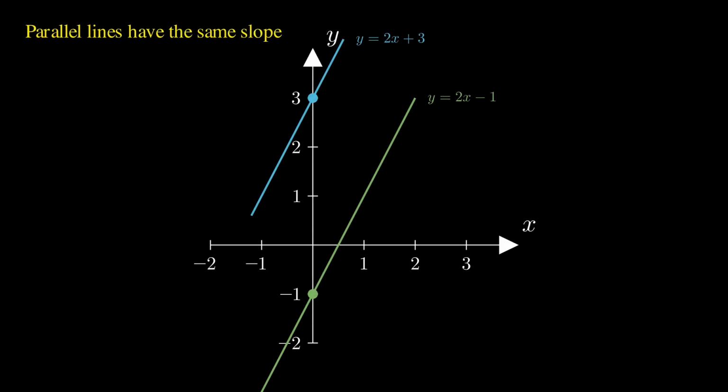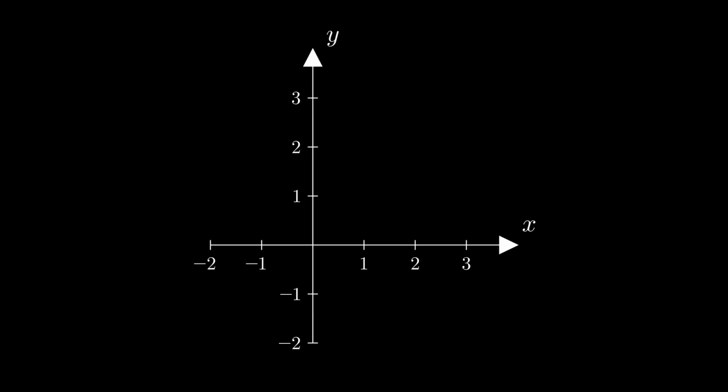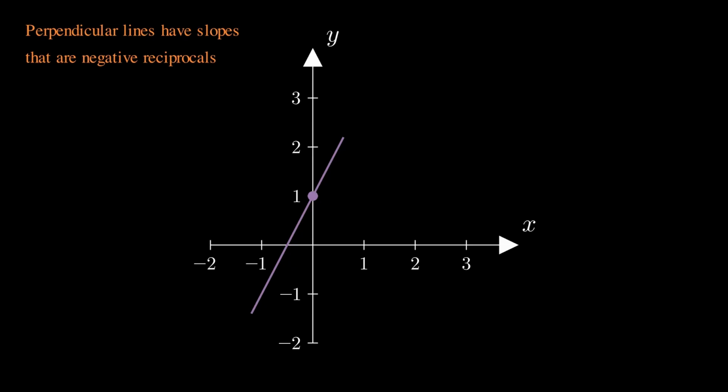Perpendicular lines have slopes that are negative reciprocals of each other. That means if one line's slope is m, the other line's slope will be negative 1 over m. For example, a line with slope 2 will be perpendicular to a line with slope negative 1/2. When two lines are perpendicular, they intersect at a right angle, or 90 degrees, which is a key property in geometry and graphing. You can often spot perpendicular lines by checking if the product of their slopes equals negative 1.